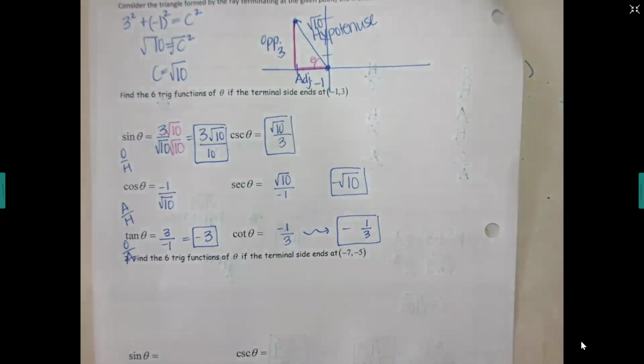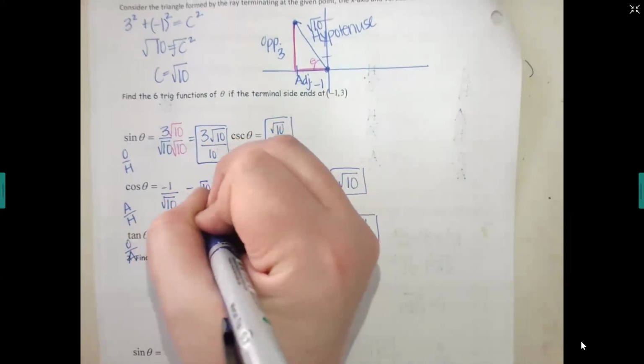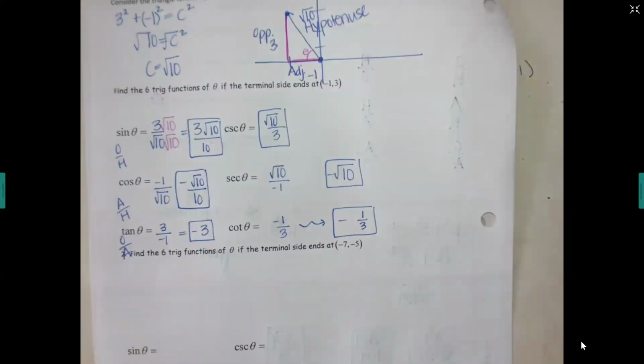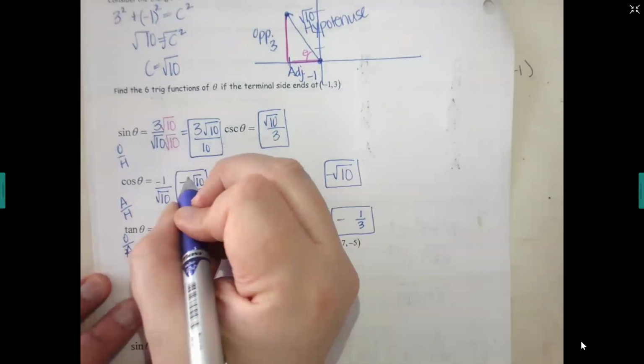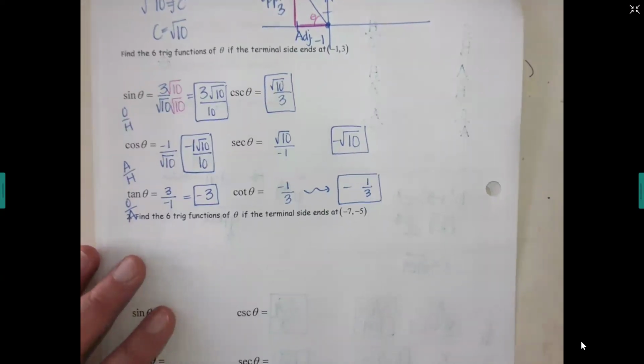My last answer here will go to negative root 10 over. If you want, you could put the 1 here, but remember, you don't have to. That would be up to you. Both of those are correct. So I'm going to put it, but you don't have to. Questions on that? Okay, 3 more examples. Next one.